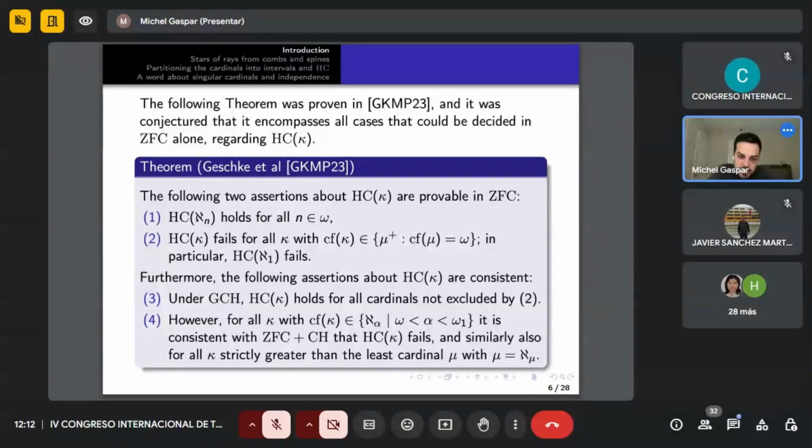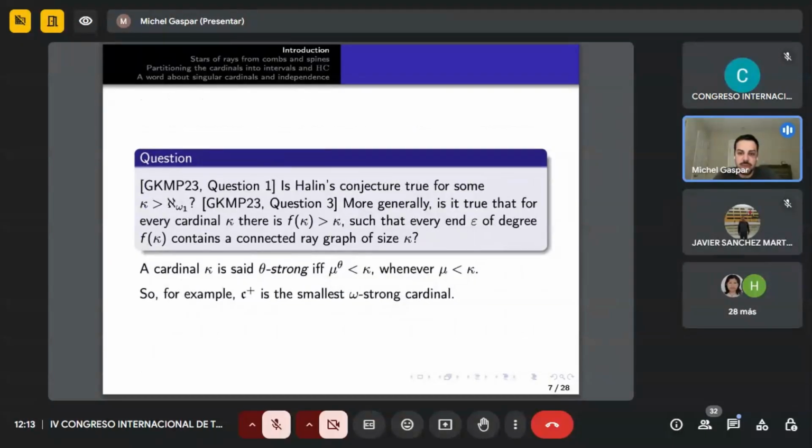So they didn't know exactly how to obtain the positive side of Halin's conjecture without CH, only using GCH, but it could be that we can actually prove more than that. So that's what we're trying to do. They pose this question: can we actually prove in ZFC Halin's conjecture for cardinals above Aleph omega 1, or even better, starting from a cardinal, can we always go above and have a validation of Halin's conjecture for these cardinals? So we use this notion, which is already known.